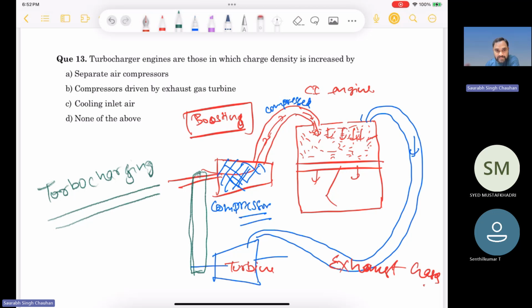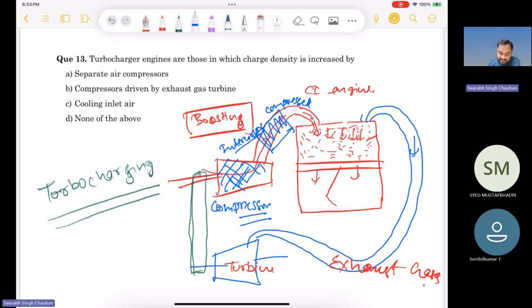Now, there are many other things to understand. For example, when you compress the air, during the compression it becomes very hot, right? And at higher temperatures the density of air is reduced. So instead of sending this compressed air directly to the engine, sometimes you also use an intercooler. Why do you use an intercooler? So that you can cool down this compressed air. Otherwise, if you send it directly, it is without an intercooler. When you do cool this compressed air, the density is more. So this is called turbocharging.